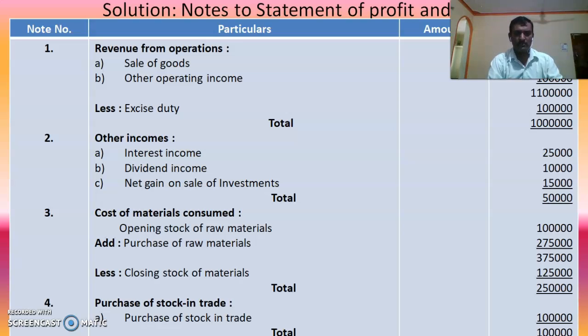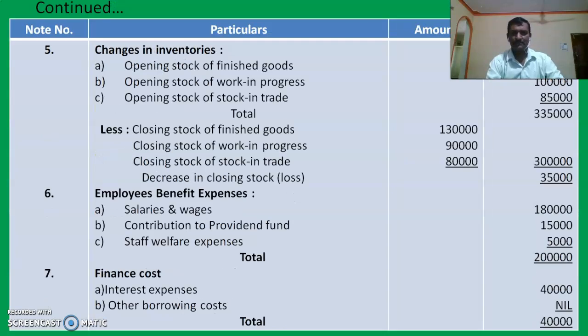Then cost of materials consumed: there is an opening stock of raw materials, purchase of raw materials and closing stock of raw materials. The opening stock and purchase of raw materials are given in the information at the left hand side. The closing stock of raw materials is given in the adjustments, so the closing stock is to be subtracted and the balance is called cost of materials consumed. The next is purchase of stock in trade, given at the left hand side of the problem. That is the only item here. And the next, a very important item, is changes in inventories.